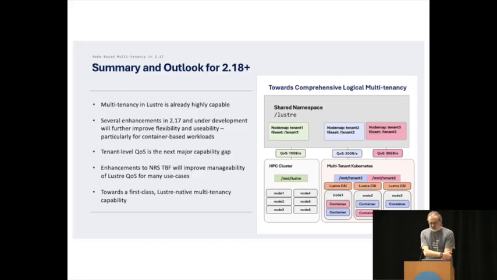And then, yeah, for 218, with improved QoS, secure clients, and the ability to manage quotas at project level in the tenants, that is really going to be another big jump in improvements for multi-tenancy coming up. And by then, this will really start looking like a first-class multi-tenancy capability, but we'll have to see.